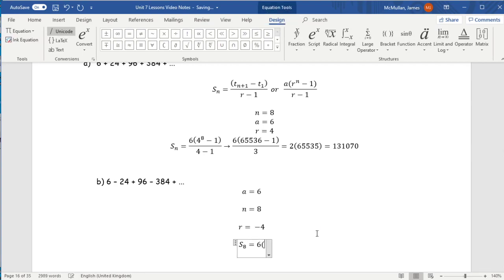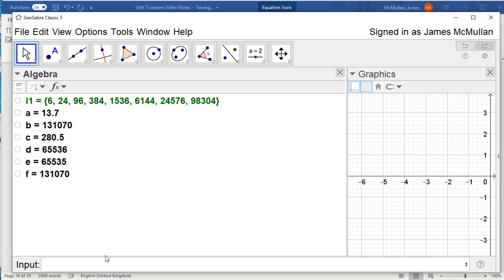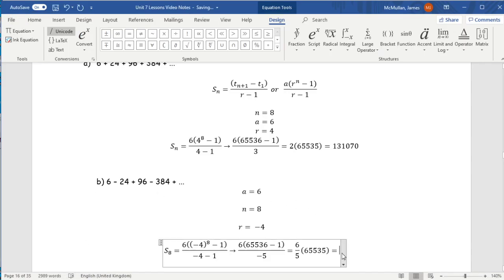S8 would be 6 bracket negative 4 to the 8 minus 1 divided by negative 4 minus 1 on the bottom. Okay, what does this do? This is 6. Now, negative 4 to the 8 is still going to be the same number because it's an even power, right? So 65536 minus 1. Except on the bottom, instead of positive 3, we're going to get negative 5. And so what you get there is 6 over 5 times 65535, which is equal to 78,642.